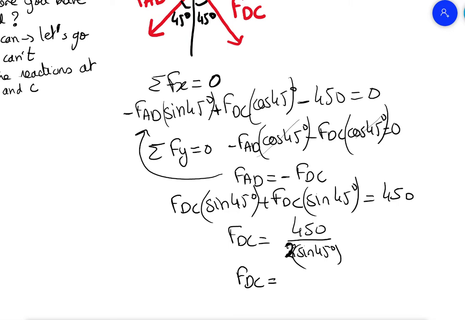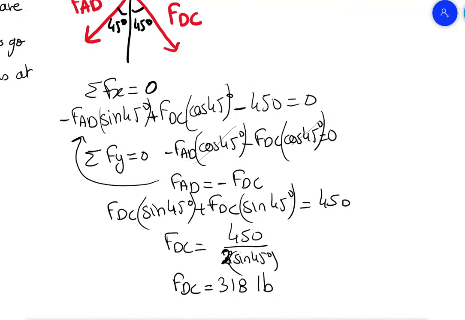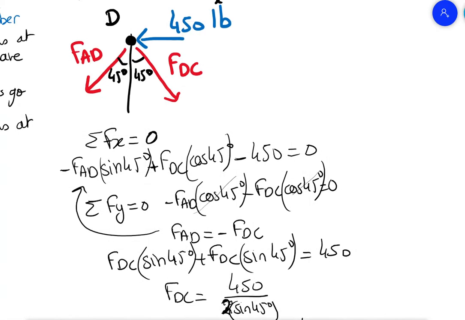Oops, it's 450 divided by 2 sine 45, don't forget your parentheses. That gives 318 pounds. So for FDC, we guessed the right sense, the right direction, which means it's in tension, because the member is pulling on the particle, so the particle is pulling on the member.